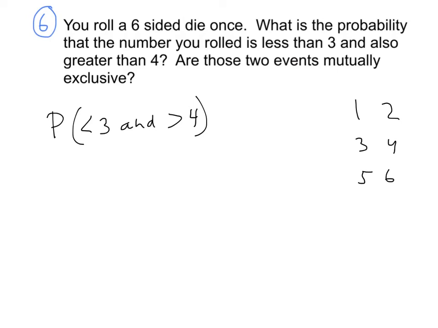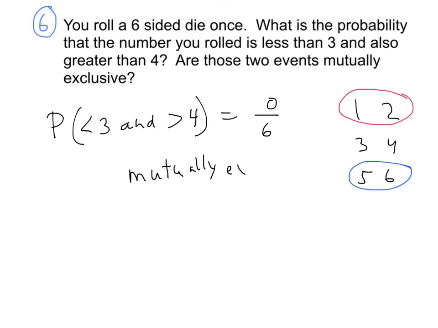One way to think about it is let's look at these numbers. Which are the ones that are less than 3? Those would be the 1 and 2. What are the numbers that are greater than 4? That would be 5 and 6. So what's the probability of getting a number that's both less than 3 and at the same time greater than 4? That should be 0. 0 out of 6. It's impossible to be both less than 3 and also greater than 4. And since it's impossible for those two things to happen at the same time, we can say that those two events are mutually exclusive.